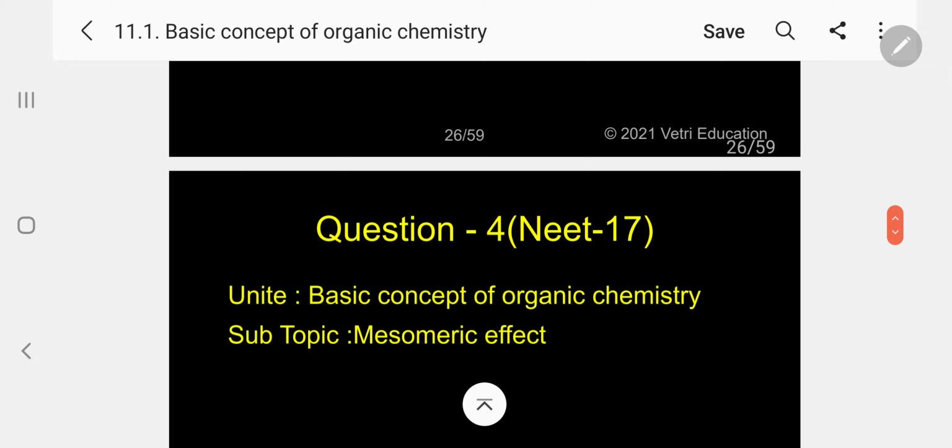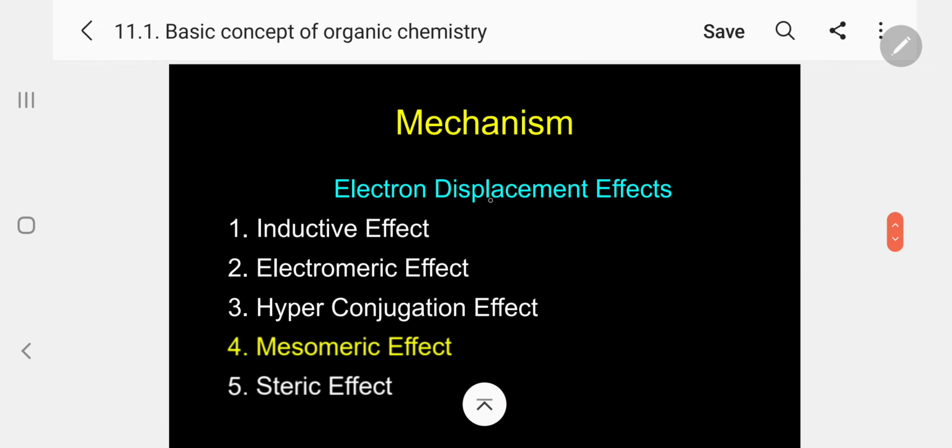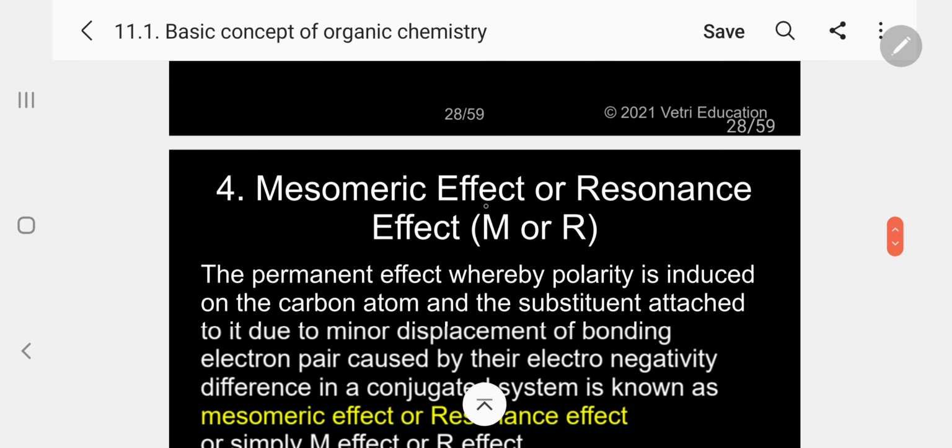So let me go to the first one. Let me give that information. This is asked from the basic concept of chemistry, specifically under mesomeric effect. To understand reaction mechanism, there are 5 electron displacement effects: 1 inductive effect, 2 electromeric effect, 3 mesomeric effect, 4 hyperconjugation, 5 steric effect. So mesomeric effect is useful only for aromatic compounds. I have already informed you: inductive, electromeric, hyperconjugation, mesomeric and steric effect are essential to understand mechanism.